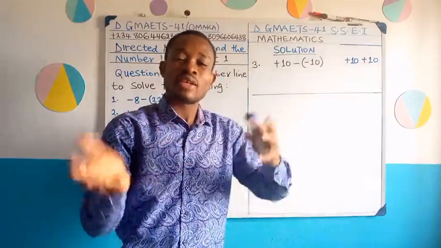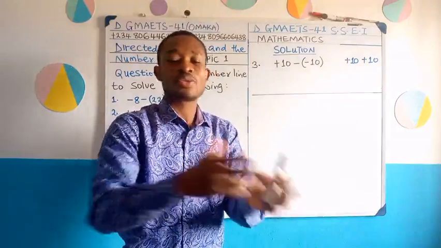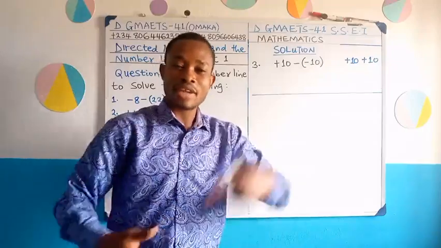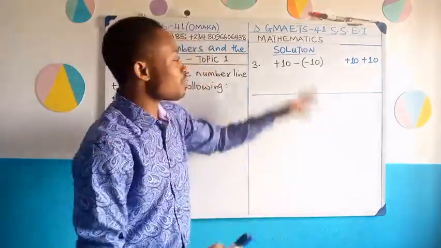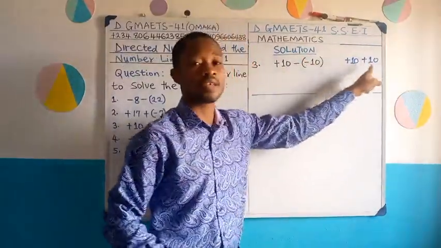Sign convention, like the way you use sign arrangement. Plus times plus will give you plus, minus times minus will give you plus, minus times plus will give you minus. So this minus sign is solved here: minus times minus will change to plus.